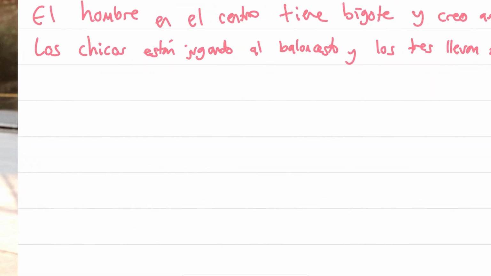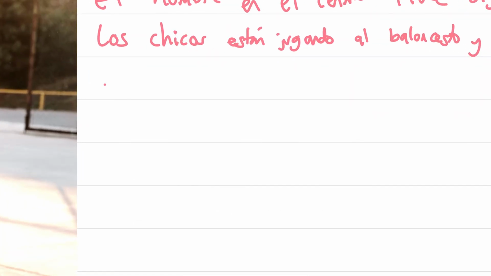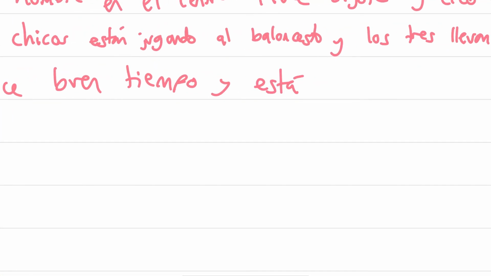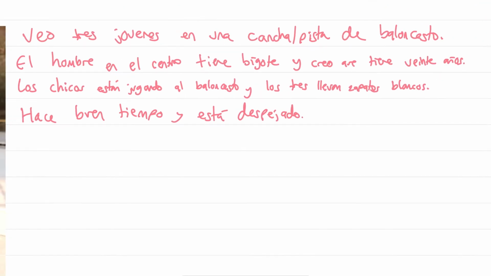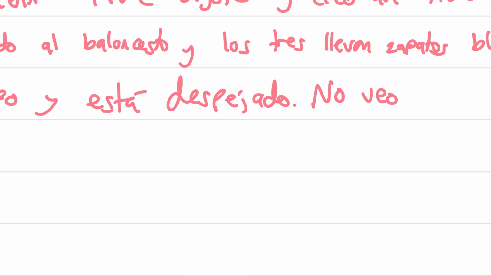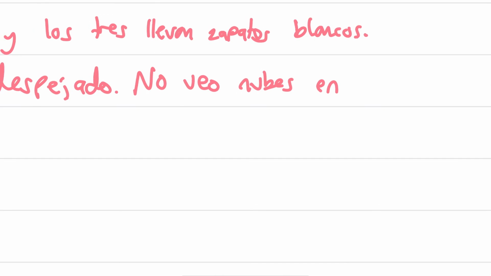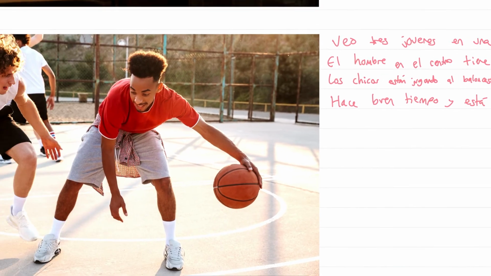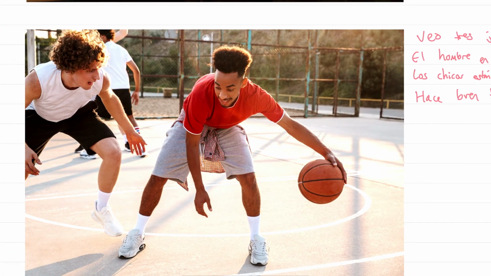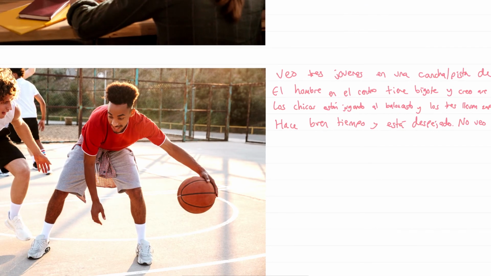Let's go on to atmosphere, because obviously this is an outside photo. So I could say, hace buen tiempo. It's, again, good weather. Y está despejado. It is clear. So of clear skies, we use that word despejado. Está despejado, full stop. No veo nubes en el cielo, which is a short sentence, but I don't see clouds in the sky. No veo nubes en el cielo. Why not? And I could say, yeah, let's leave it there.